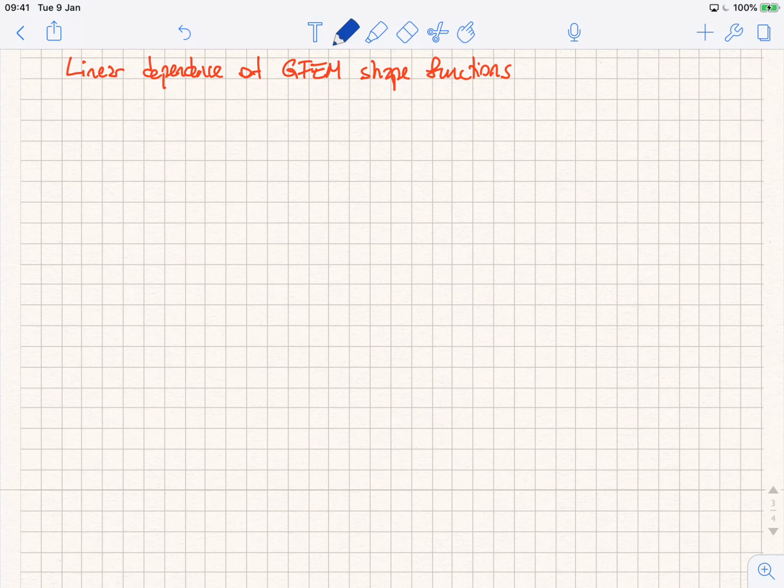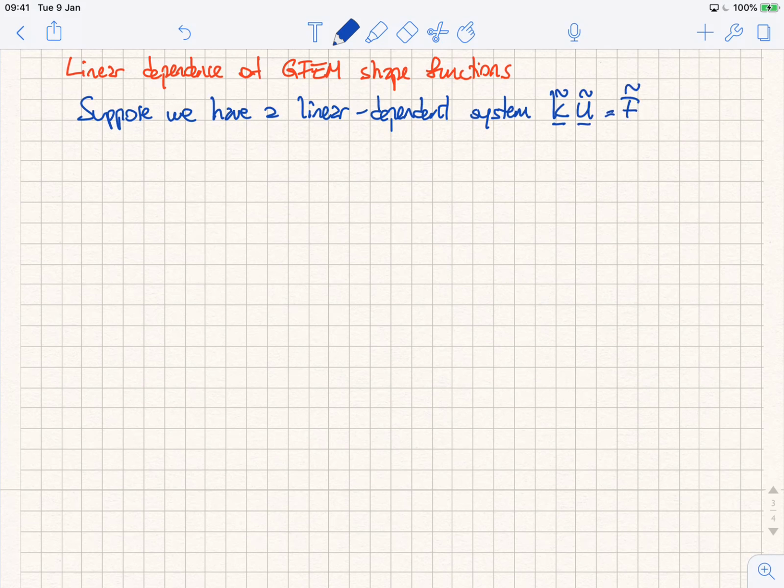So let's see how we do it. Suppose we have a linearly dependent system Ku equals F. What we're going to do is transform that system, and I'm going to basically have K, my U here, equals F.